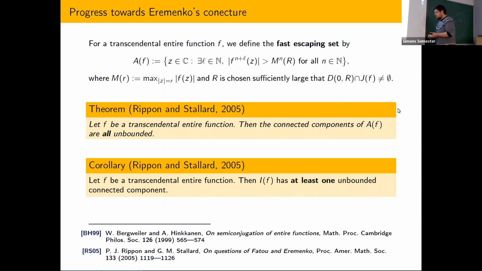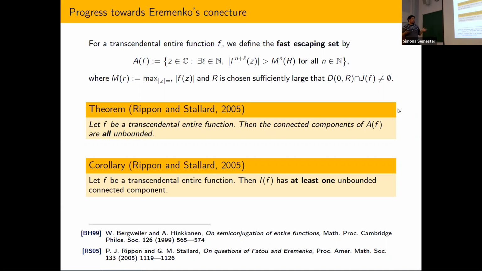So one of the reasons why this set is nicer is that it has this property that we want. The connected components of the fast escaping set are always unbounded. So they are much nicer to study than the escaping set itself. And in particular, this means that all these components of the fast escaping set are contained in some component of the escaping set.